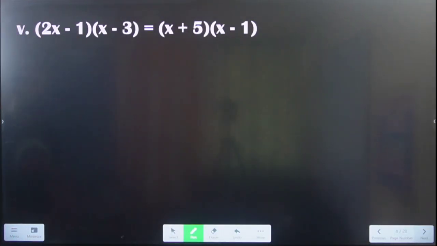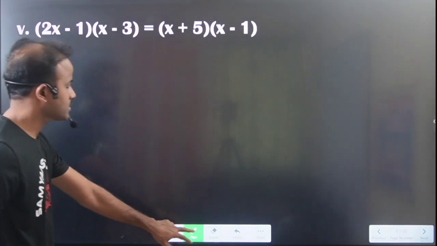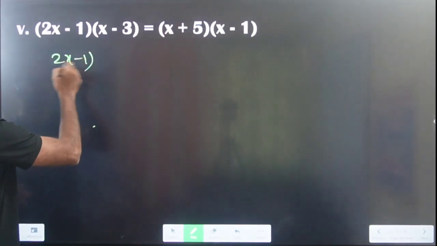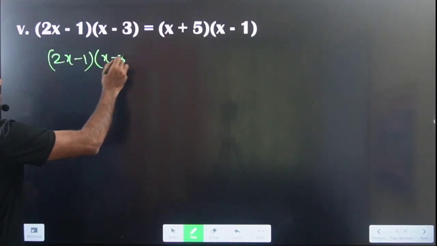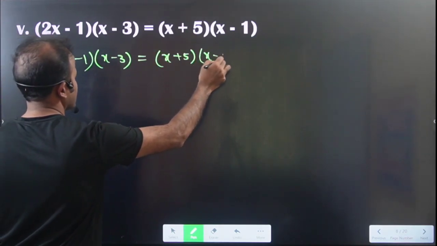So in question number 5 we have (2x minus 1) into (x minus 3) equal to (x plus 5) into (x minus 1). Okay, so now you see here we have the question. What is the question we have here? (2x minus 1) into (x minus 3) which is equal to (x plus 5) into (x minus 1).